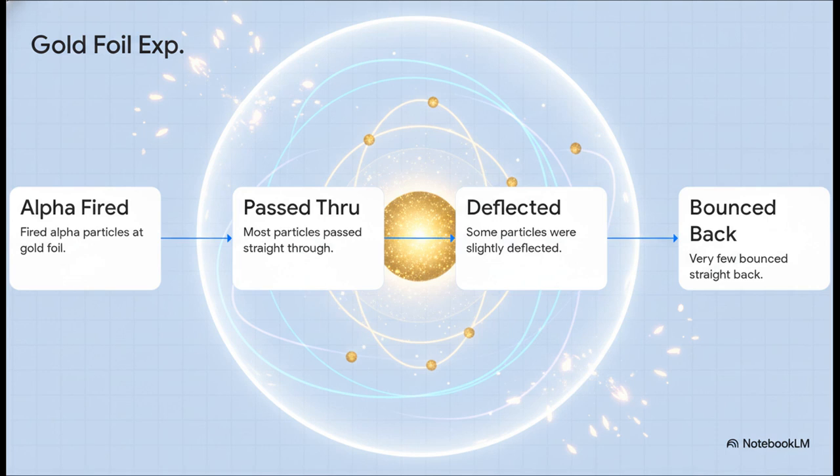But in science, you always have to test your theories. Enter Ernest Rutherford and his famous gold foil experiment. Rutherford fired a beam of alpha particles straight at a super thin sheet of gold foil. And his observations were totally mind-blowing. First, the vast majority of the particles went straight through, as if nothing was even there. Second, a few particles were slightly deflected off their path. But the craziest part, an incredibly tiny fraction bounced straight back toward the source. That completely shattered Thomson's plum pudding model.